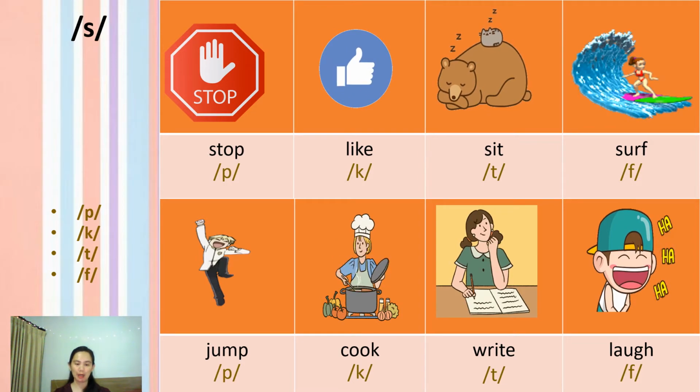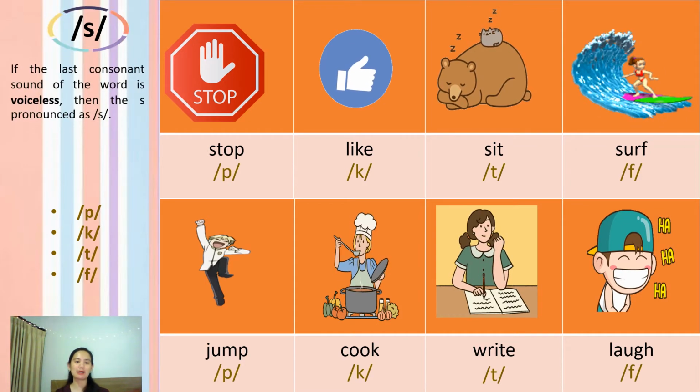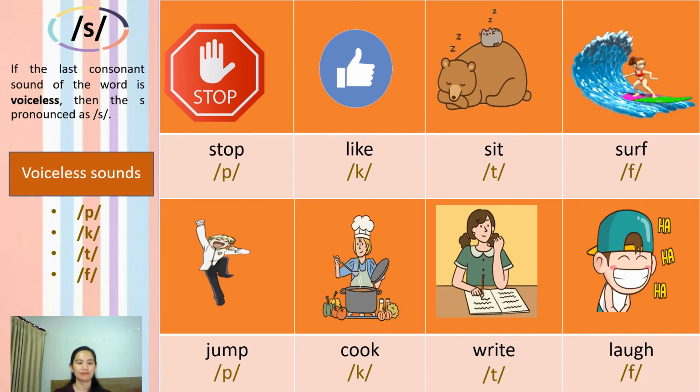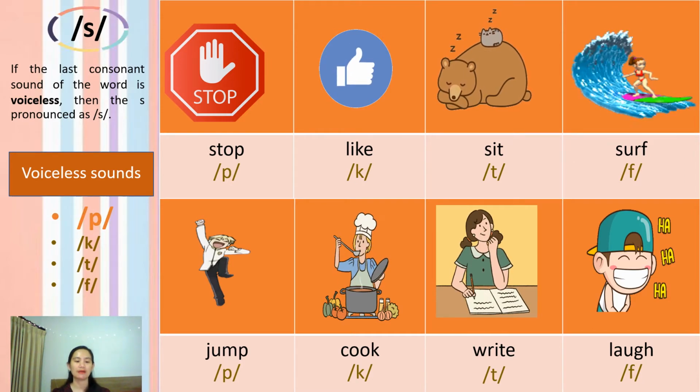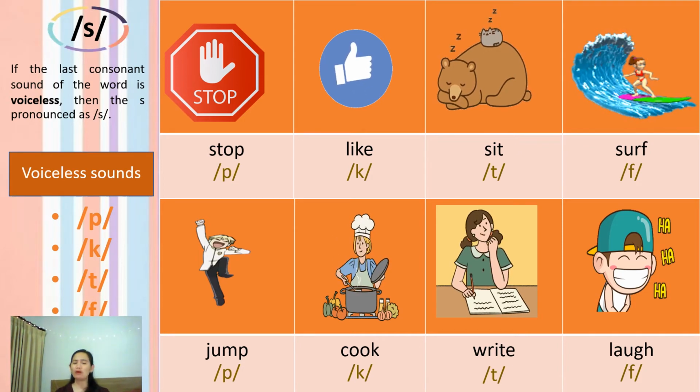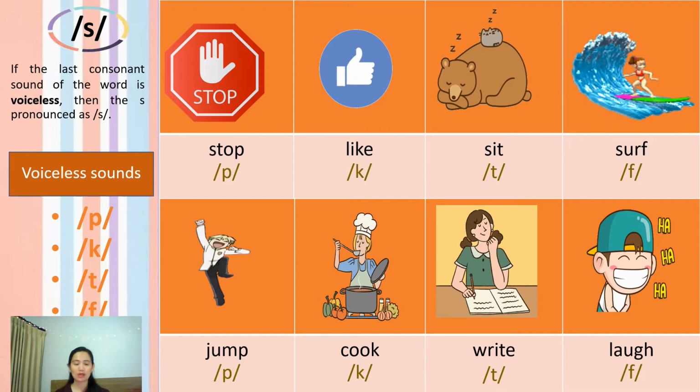When the suffix s at the end of the simple form of the verb sounds like s, it is because the last consonant sound of the word is voiceless, so the s is pronounced as s. Here are examples of the voiceless sounds: the sound of p, the sound of k, the sound of t, and the sound of f. They are called voiceless sounds because if you try to produce these four sounds, your vocal cords do not vibrate.